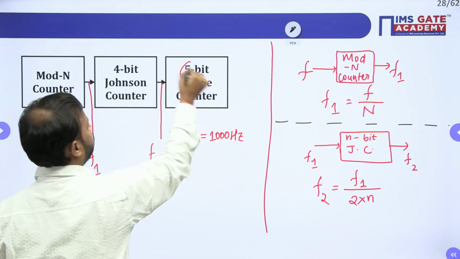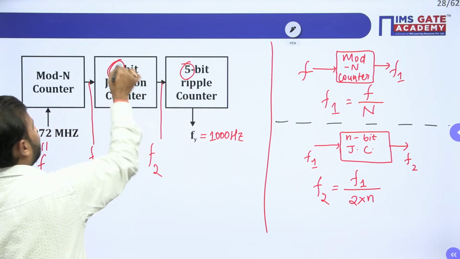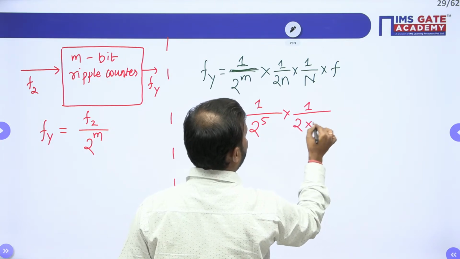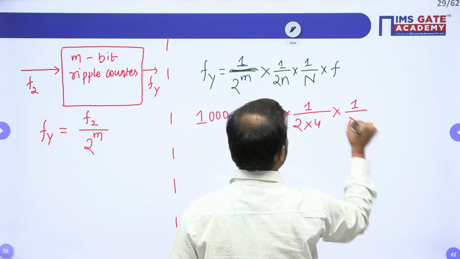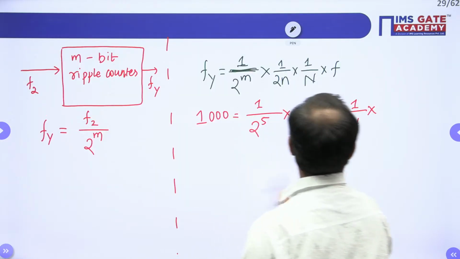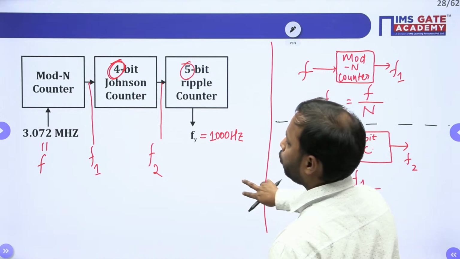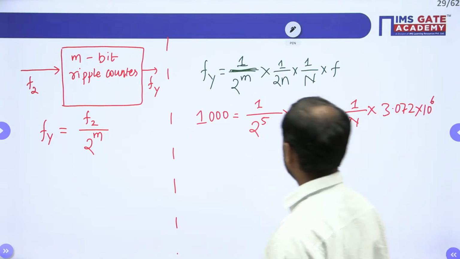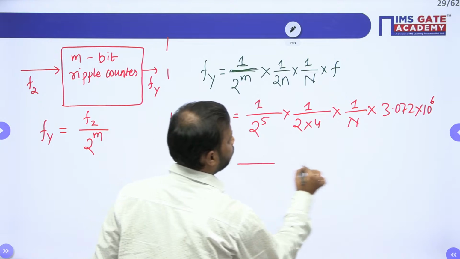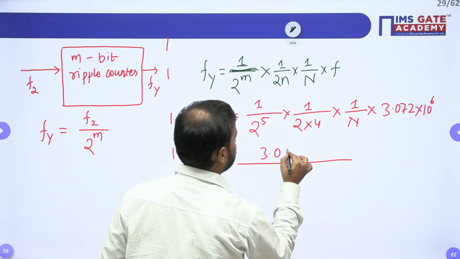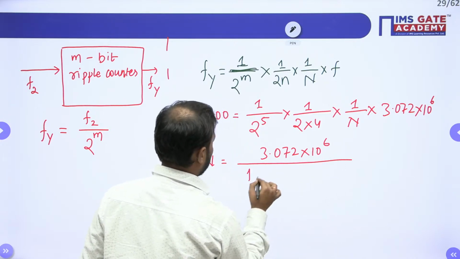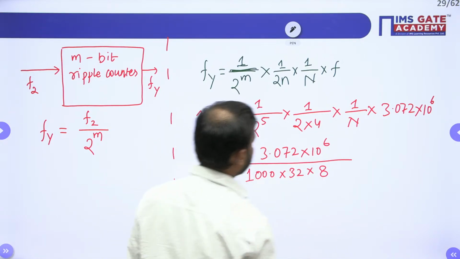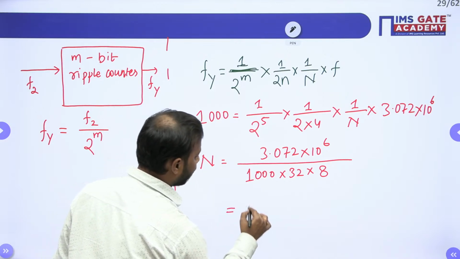So m here is 5. Small n is 4. So 2 to the power 5 into 1 upon 2 into 4 into 1 upon n. This we need to calculate. And input frequency is given as 3.072 megahertz. 3.072 mega means 10 to the power 6. Alright. So here n will be equal to 3.072 into 10 to the power 6, 1000 into 2 to the power 5 is 32 into 2 into 4, 8. Anything else? Alright. So when you solve this, you will get the value as 12.